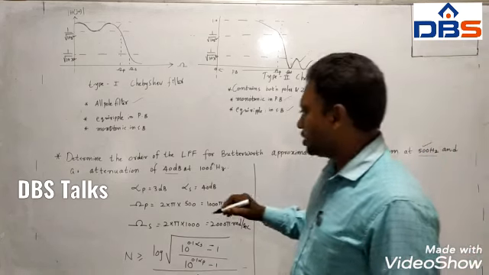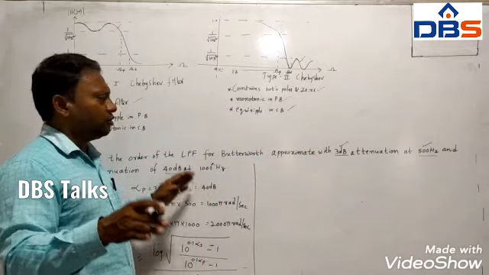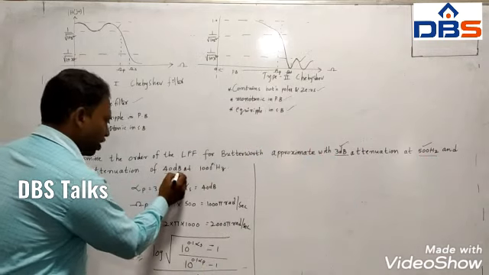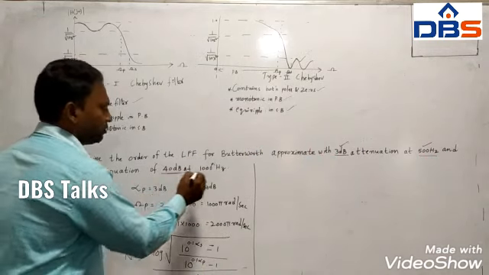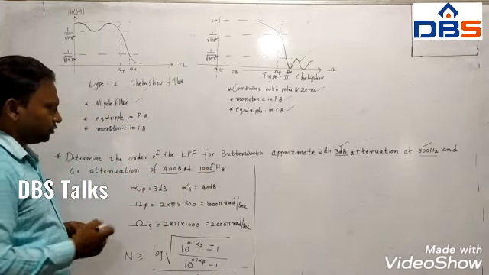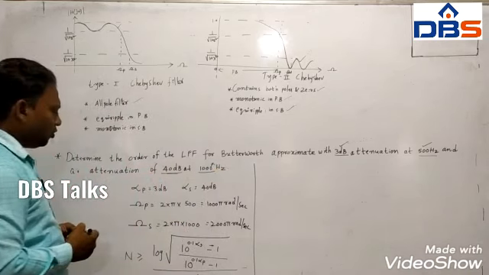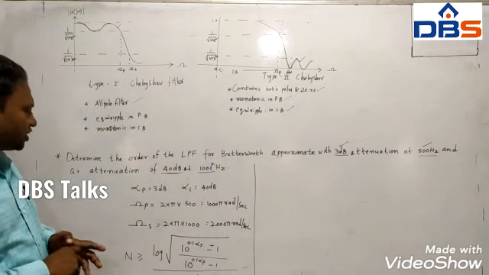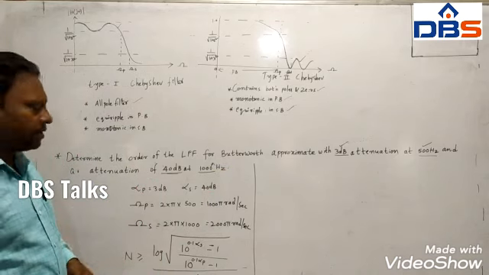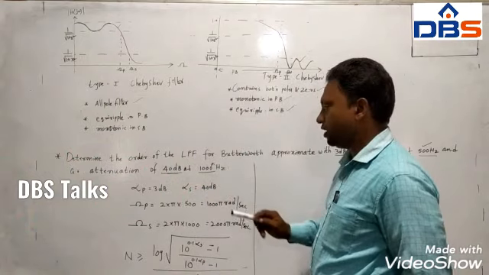In the same way for the stop band, they will not give the pass band and stop band directly. You have to understand by looking at the problem. So in the stop band we have 40 dB attenuation and the frequency is 1000 Hz. Now, first of all we have to identify alpha P and alpha S. Alpha P means the pass band attenuation and alpha S is the stop band attenuation.